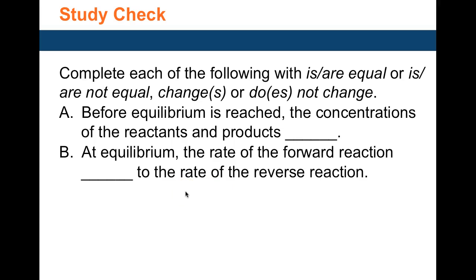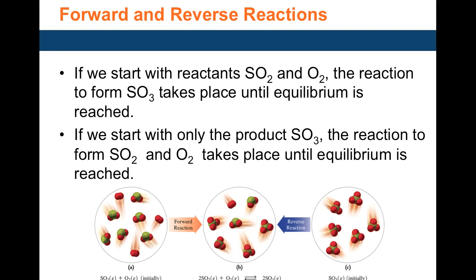equal to the rate of the reverse reaction. So they are equal. At equilibrium, the rate of the forward reaction is equal to the rate of the reverse reaction. So I made it more complicated. Before equilibrium is reached, the concentrations of the reactants and products do change. At equilibrium, the rate of the forward reaction equals the rate of the reverse reaction.